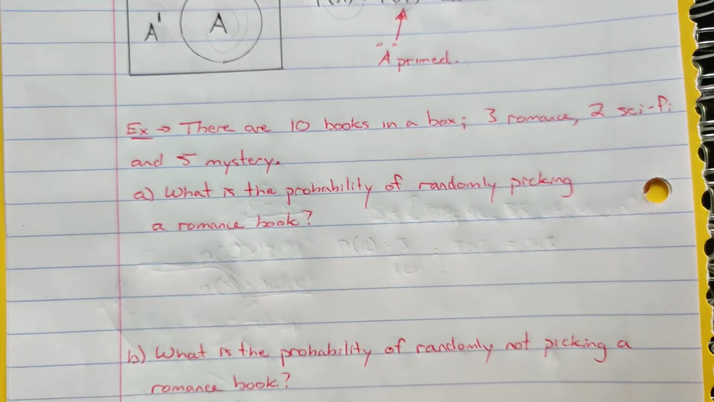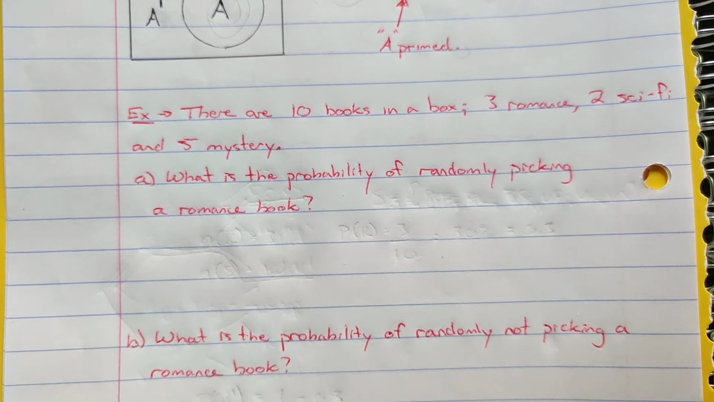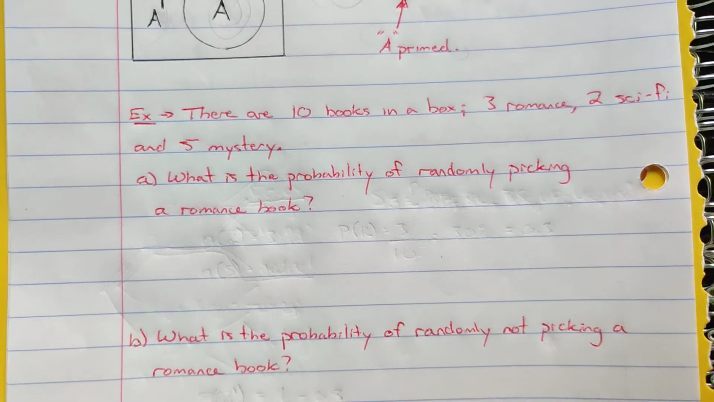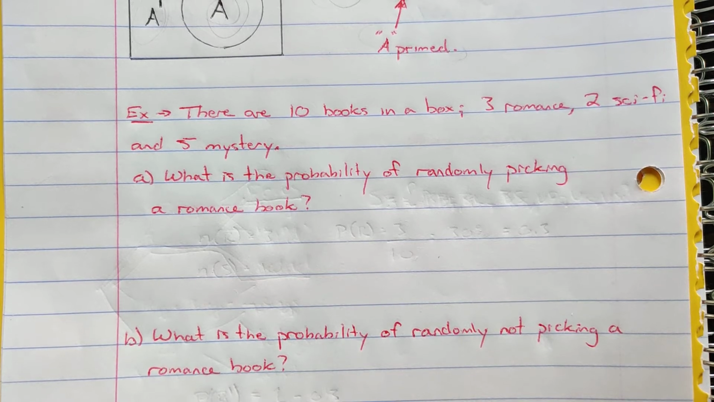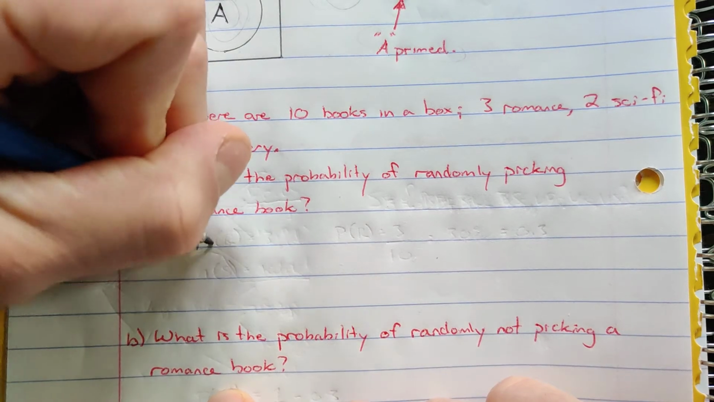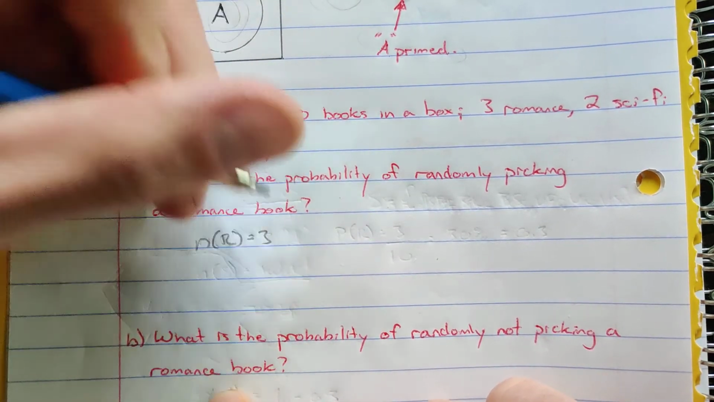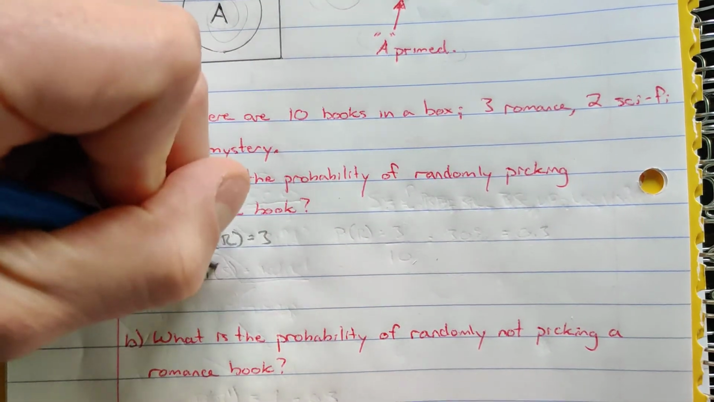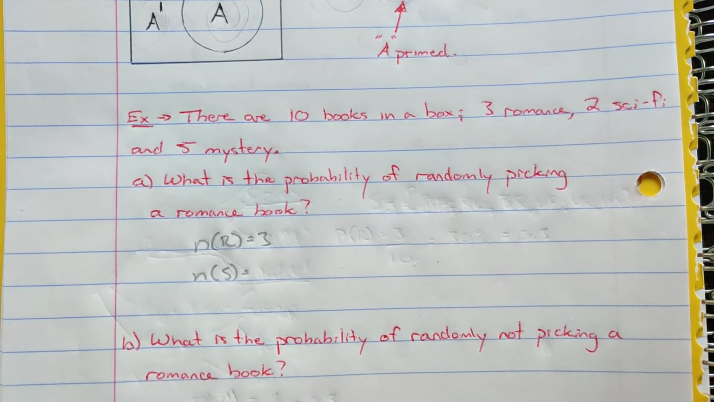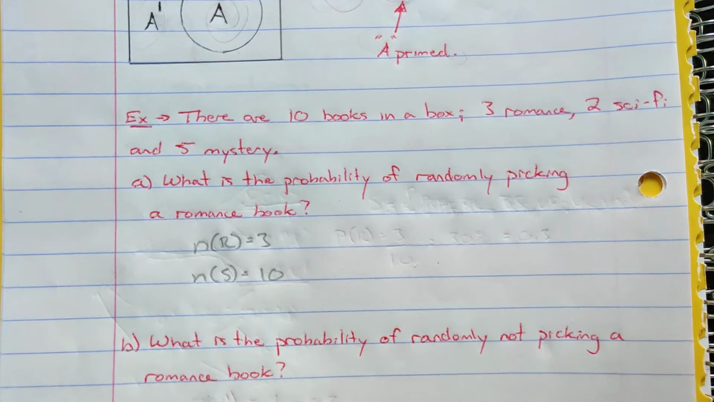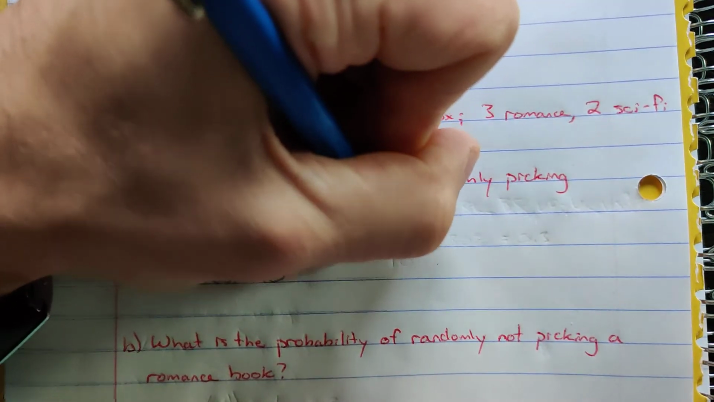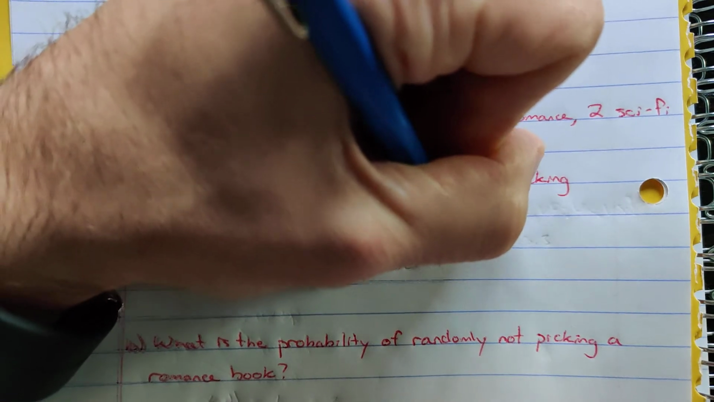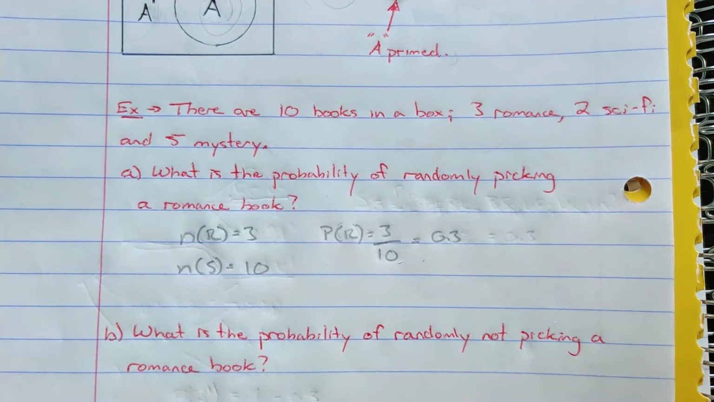So, looking at some examples, working with this kind of stuff. There are 10 books in a box, 3 romance, 2 sci-fi, and 5 mystery books. What is the probability of randomly picking a romance book? Well, there's 3 romance books in the box, so we can pick up to 3 options there. So the probability of picking a romance book is 3. The total sample space, all the books we can pick, there's 10 books to pick from. And so the probability of picking a romance book is equal to 3 over 10, which is 0.3 or 30%.